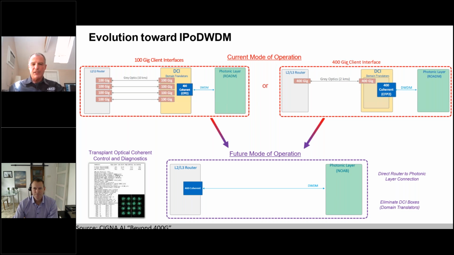On the left-hand side, it shows 100 gig clients that are connected together to a 400 gig coherent transponder. On the right side is 400 gig optics connected together with a 400 gig transponder. Those eventually will be compressed down to 400 gig plugs directly into an L3 or L2 router switch, and you will save on rack space, power consumption, and complication of the system, all those things you'll get with IP over DWDM. Direct router to photonic layer connections. That's what IP over DWDM is all about.